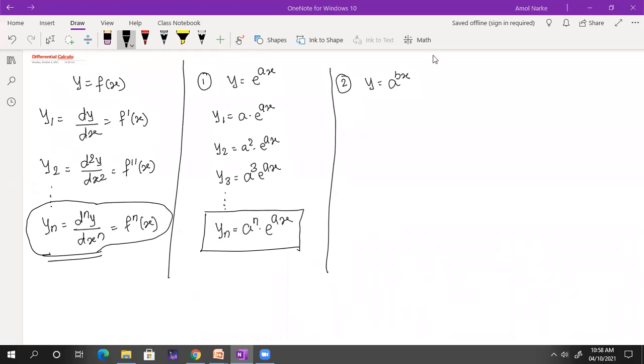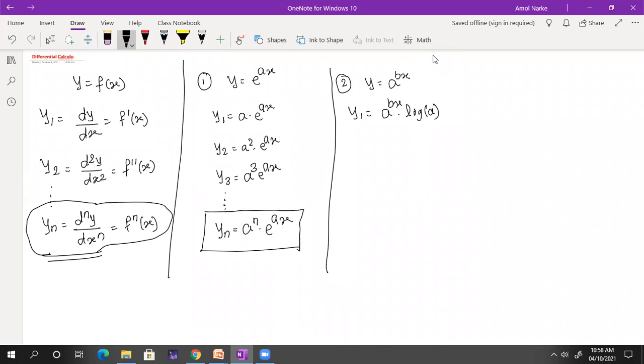y is equal to a raised to bx. Anyone? The first derivative. What is y1? So will it be a raised to bx into log of a? Yeah, that's close. You are very close. It is a raised to bx into log of a.